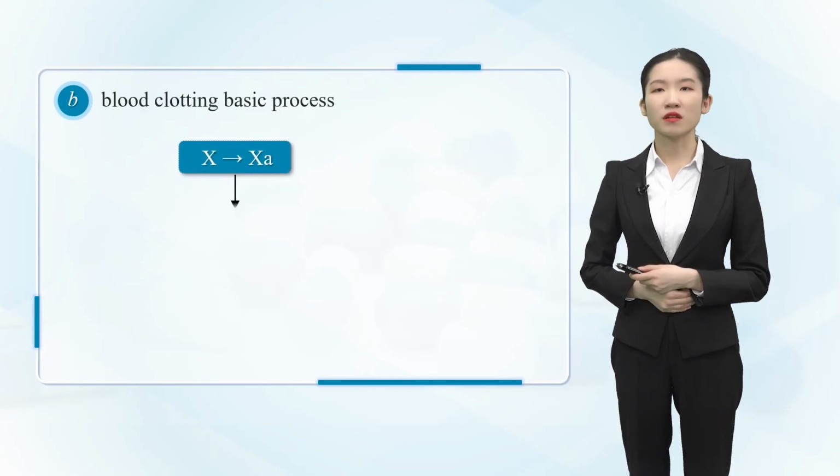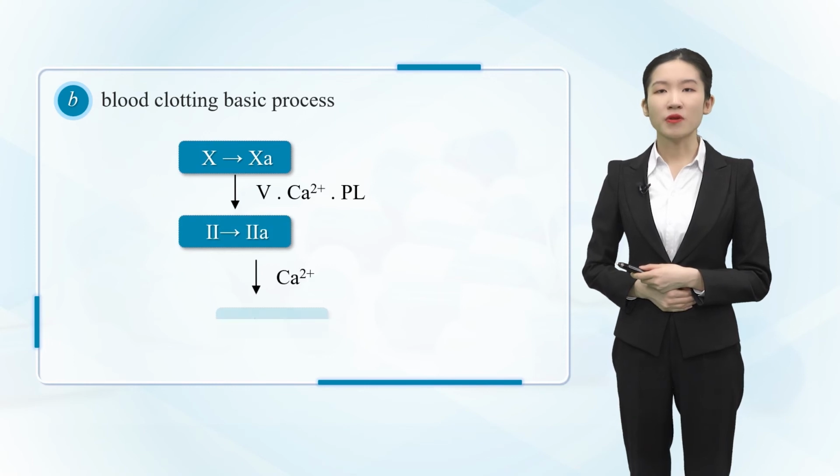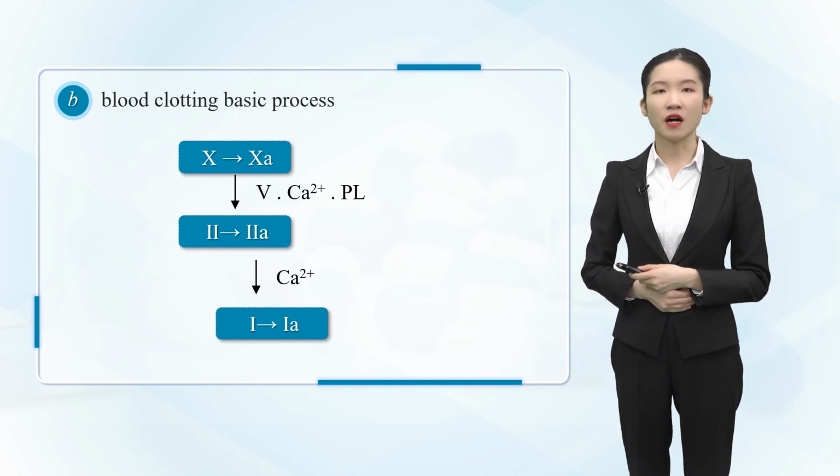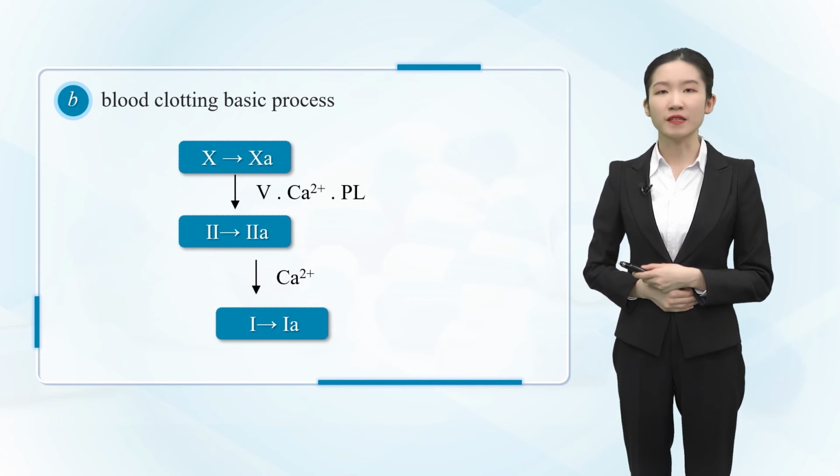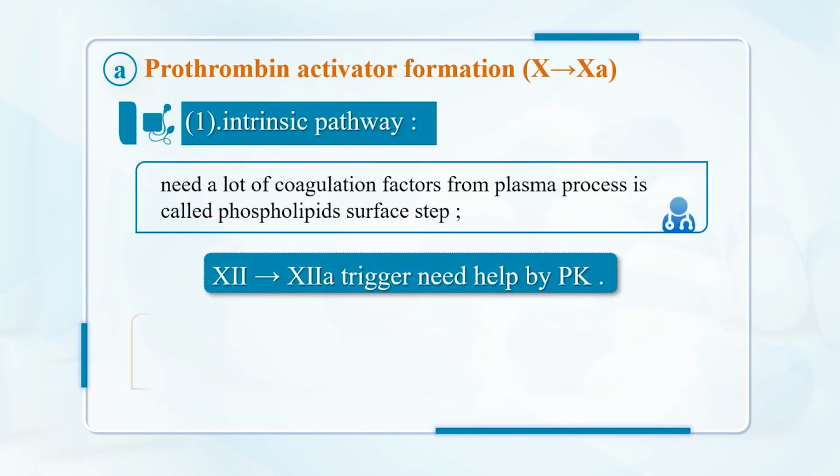Second, blood clotting basic process. Coagulation factor 10 is activated into activated factor 10. Under the action of coagulation factor 5, calcium ion and platelet, activated factor 10 activates factor 2 into activated factor 2. Activated coagulation factor 2 activates factor 1 into activated factor 1 under the action of calcium ion. Let's focus on the details.